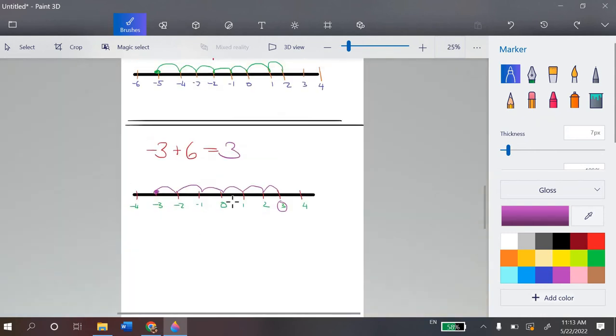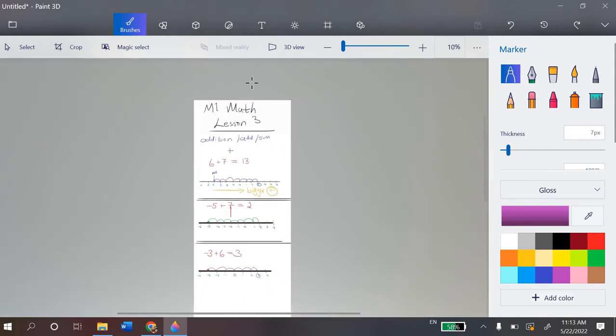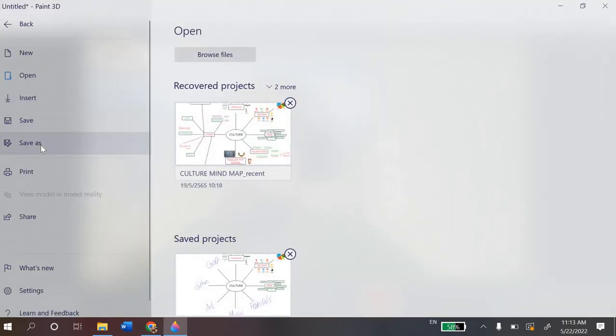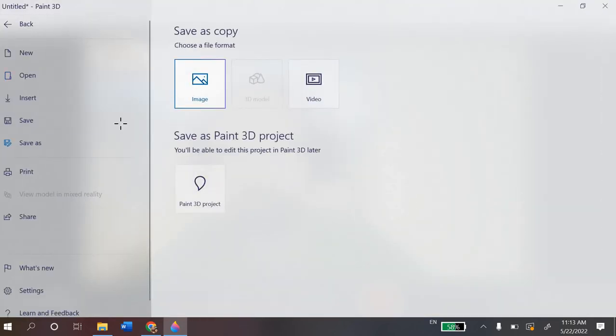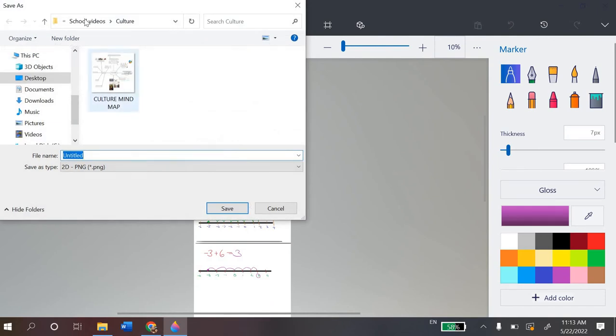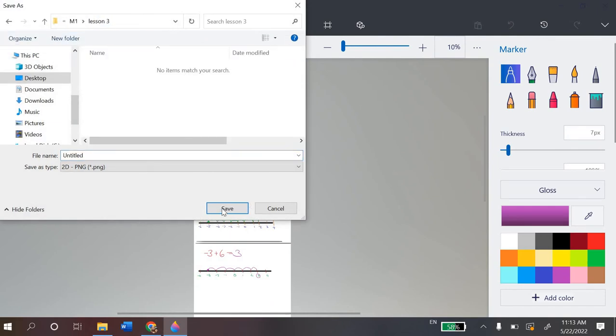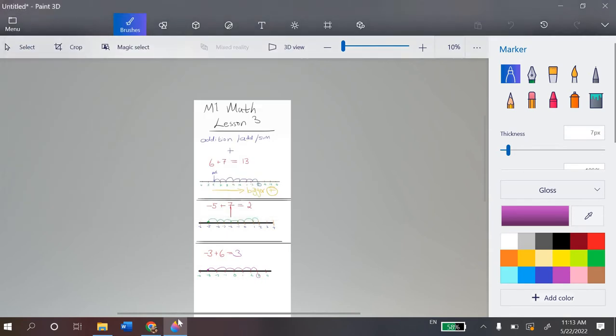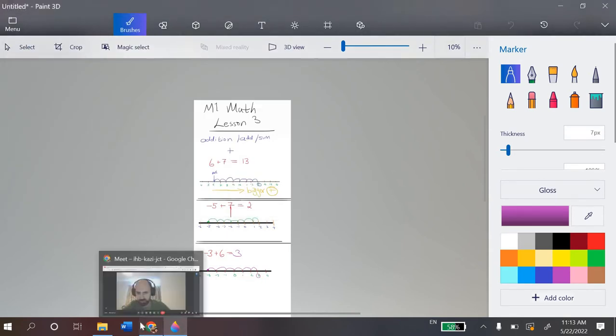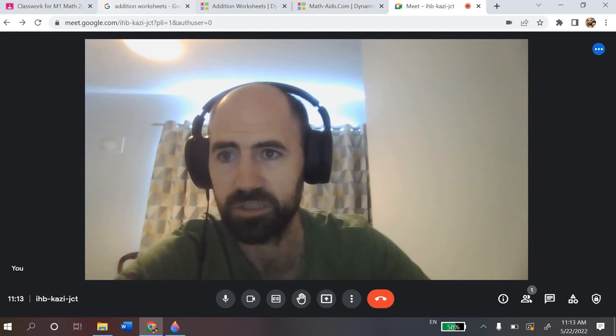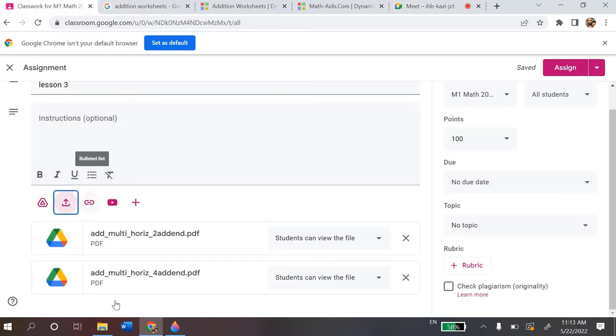I hope you all understand those now. I'm going to save this in here, and that will also go into your classwork for today.